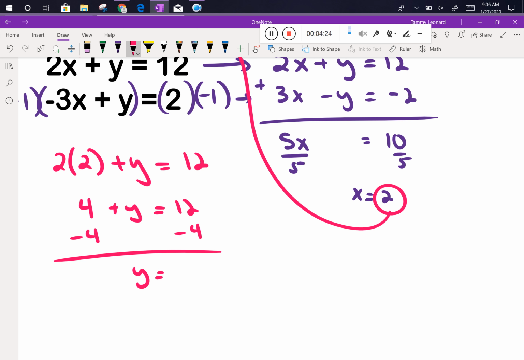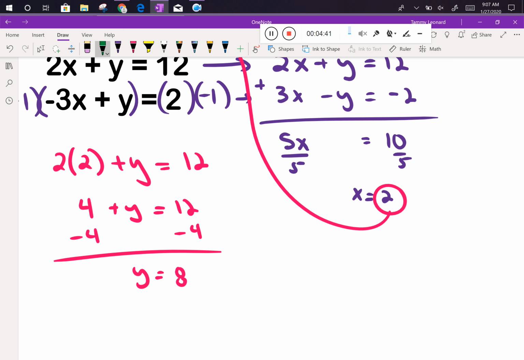It's good. All right, so 12 minus 4 is how much? 8. Okay, now am I done? Almost. What's not done about this problem? Yeah, I have to say what the answer is.